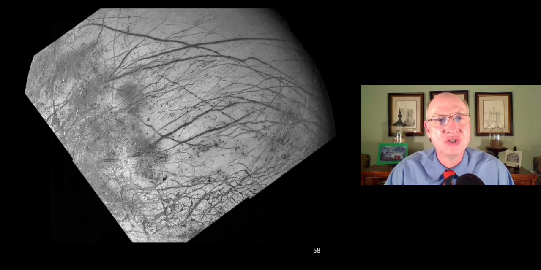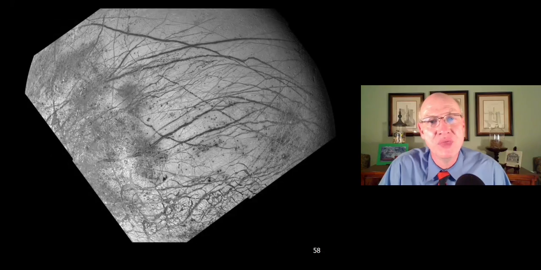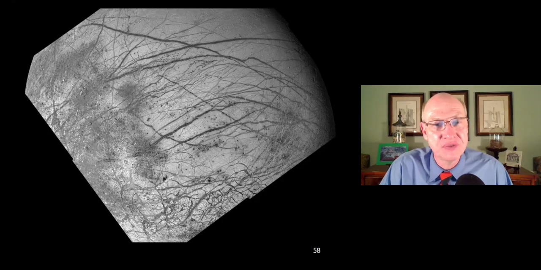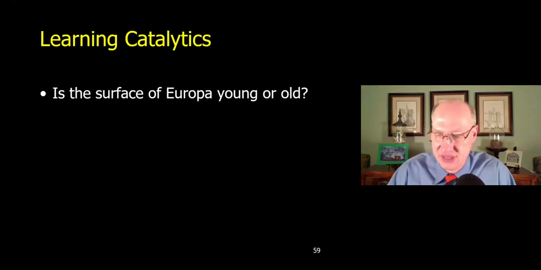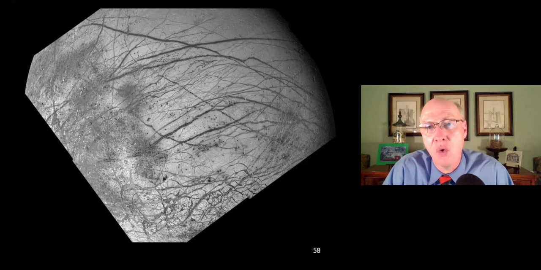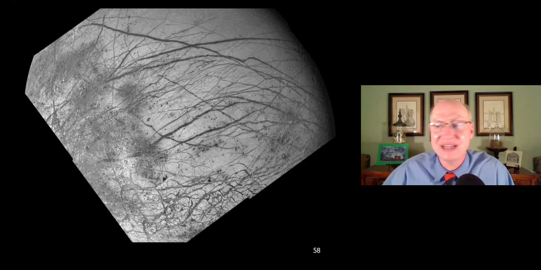Next up is Jupiter's moon Europa, the moon that I think is the most fascinating moon in the solar system. Europa, as you might remember from an earlier lecture, has an icy surface. The surface is made of water ice. So just taking a look at the surface of Europa, I want you to answer this question. Is the surface of Europa young or old? Taking a look at the surface of Europa, is it young or old? So go out to Learning Catalytics and answer that question.